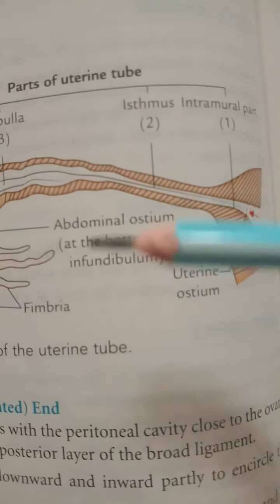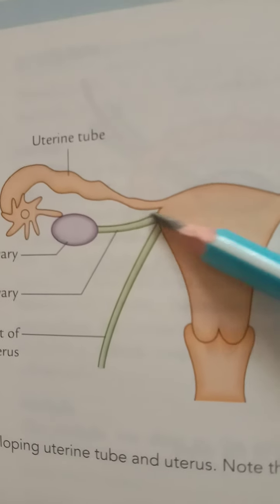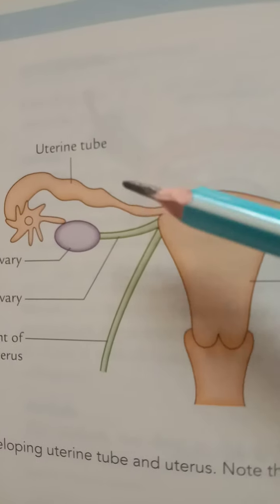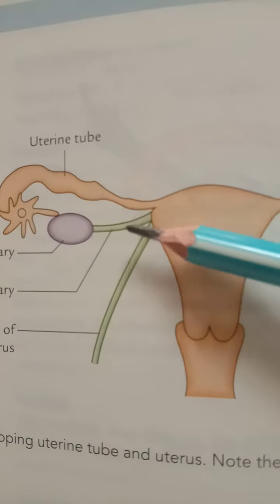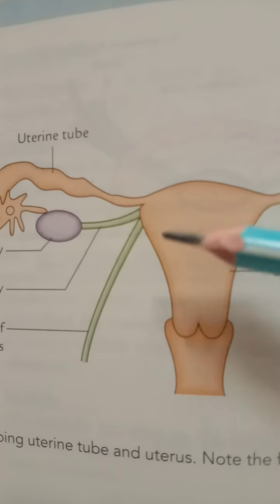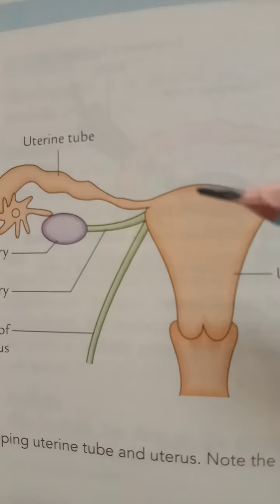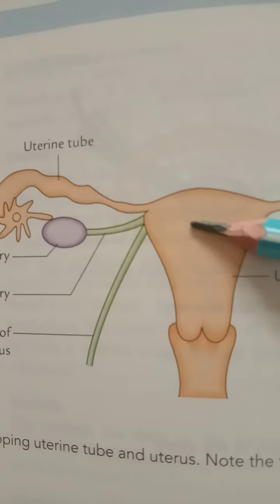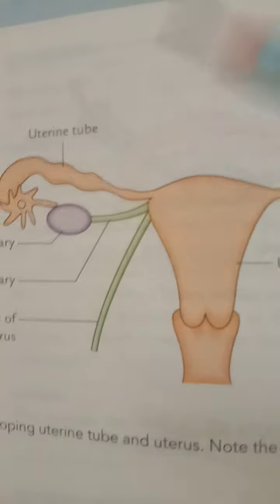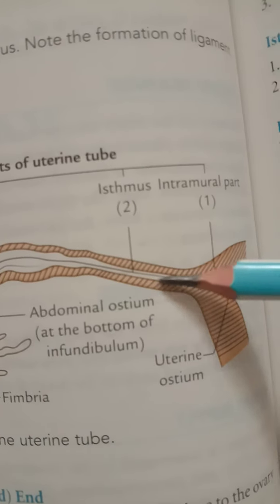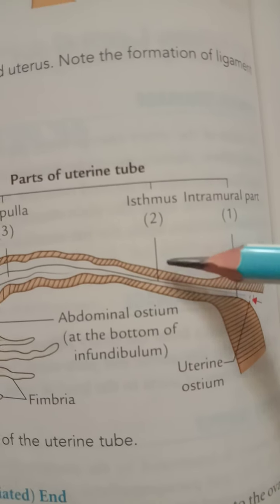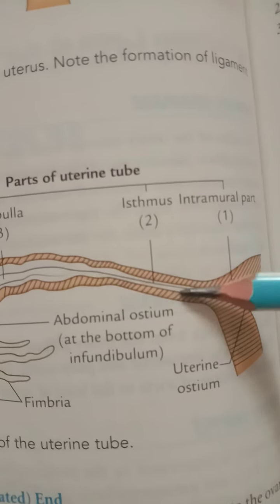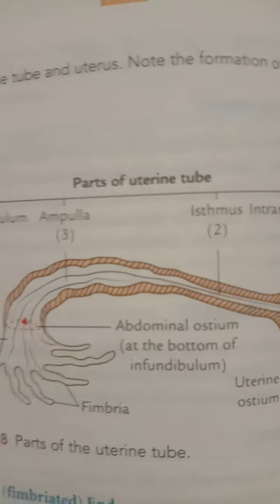Then next to it is the isthmus. This part, the isthmus, is about 2.5 to 3 centimeters in length, and it is the narrowest part and lies just lateral to the uterus. It is round and cord-like due to its thick muscular wall. Here you can see the thick muscular wall, and it is very narrow and present just lateral to the uterus. So that is the isthmus.